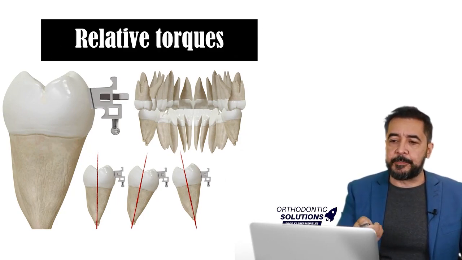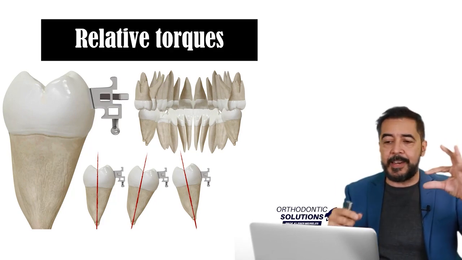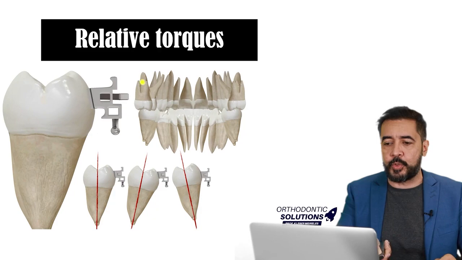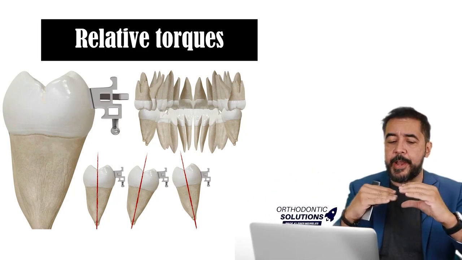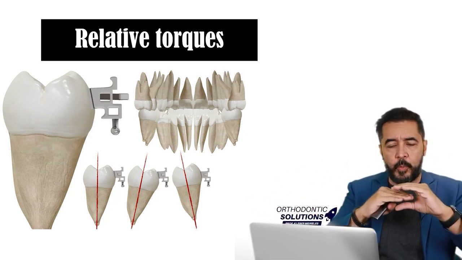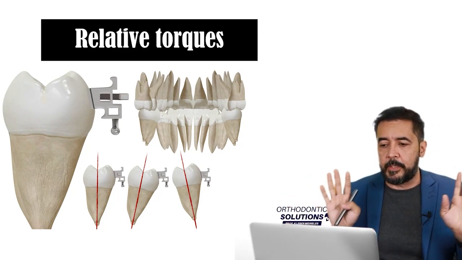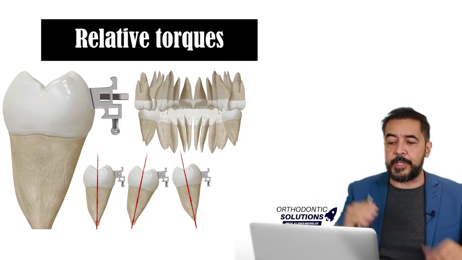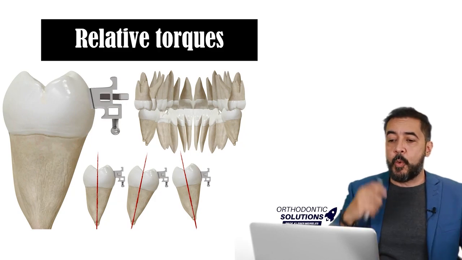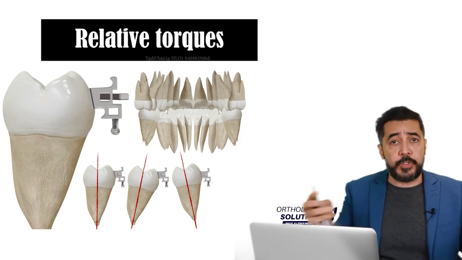The expression we have here, relative torques, is the reading of the inclination of those teeth, those brackets and tubes, when you insert, for example, a rectangular wire with a certain inclination, which could be 0, a positive inclination or a negative inclination. We'll deal with this later, but for understanding's sake, we're going to explain what is going to happen when you change the height in posterior teeth, which is very common.